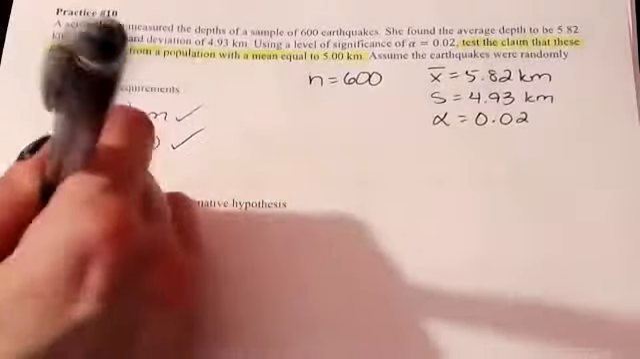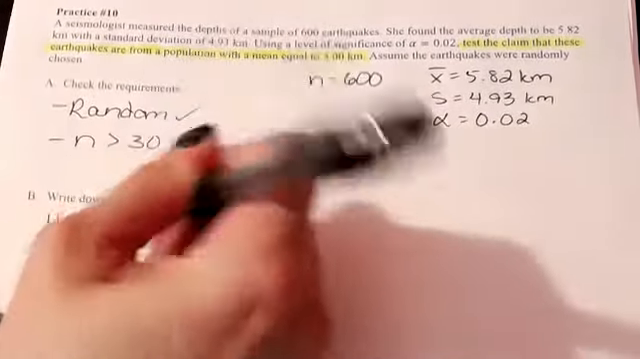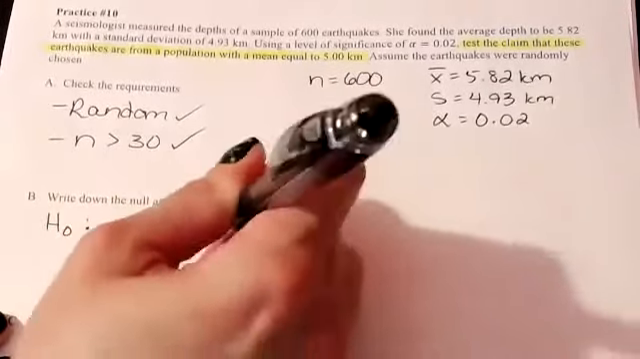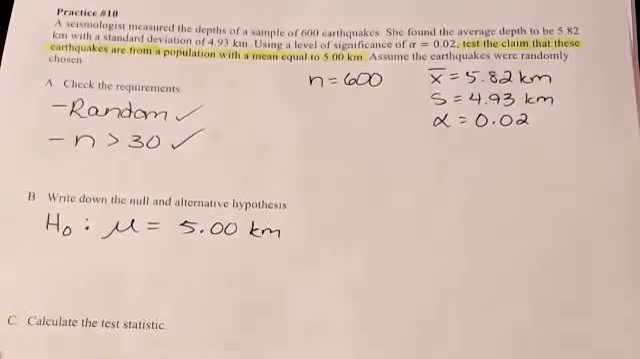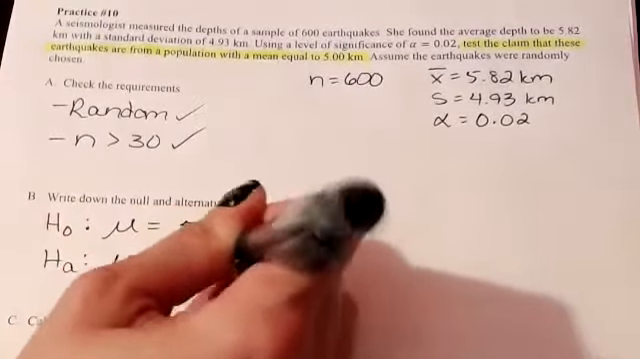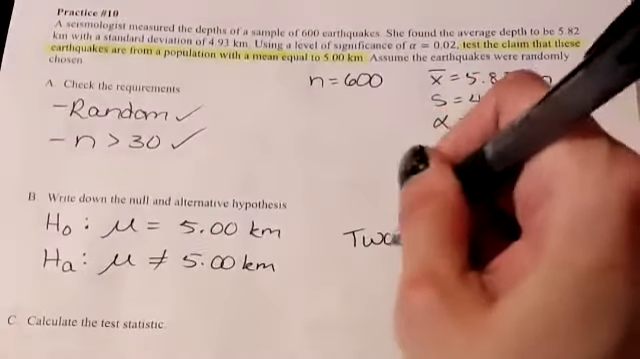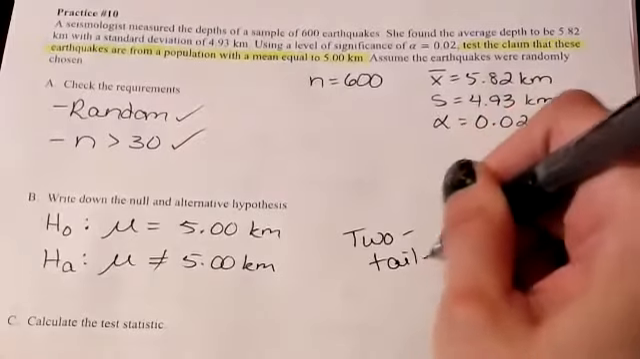Our null hypothesis, our business as usual, is that the mean is equal to 5.00 kilometers, which implies that our alternative hypothesis is that the mean is not equal to 5.00 kilometers. We can write down that this is definitely a two-tailed test.